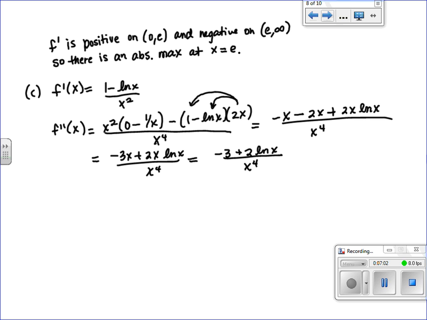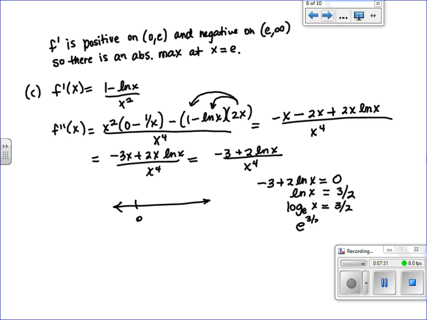Okay, we need to find the places where f double prime is equal to 0 or it's undefined. So the first place is at 0, but yet again that's not in our domain, so that doesn't matter. So I'm finding when negative 3 plus 2 natural log of x equals 0. That's the numerator. So add the 3, divide by 2. Natural log is log base e, so rewriting it, it's going to be e to the 3 over 2. And that's a little bit bigger than e to the first power, like e to the 1.5.